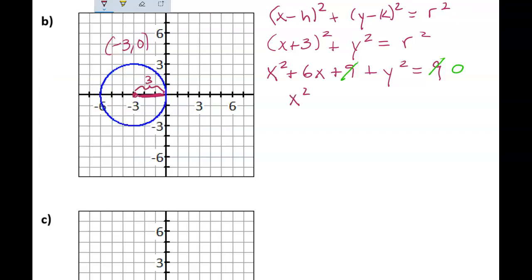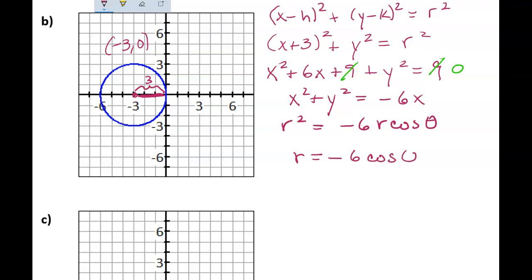And let's move our x squared plus y squared together and subtract off 6x from both sides. x squared plus y squared is r squared, and x is r times the cosine of theta. Lastly, to solve for r, divide both sides by r. We get r is equal to -6 times the cosine of theta, which is the equation of this circle.